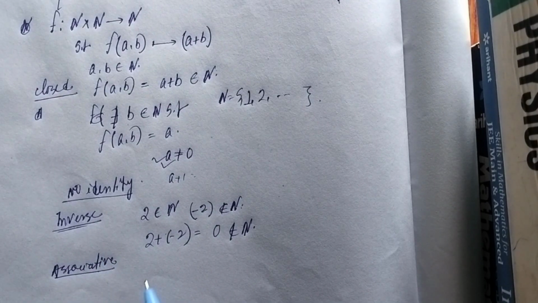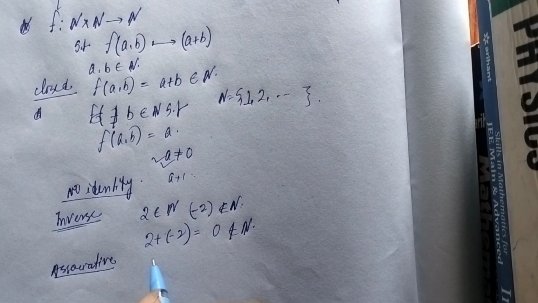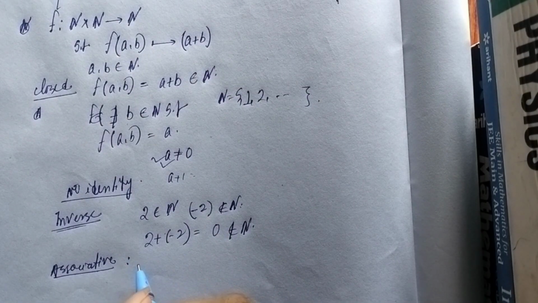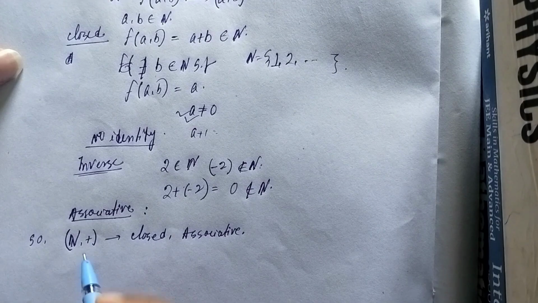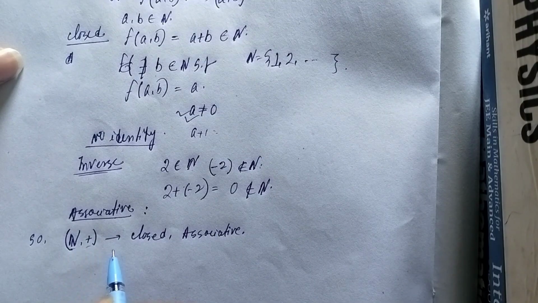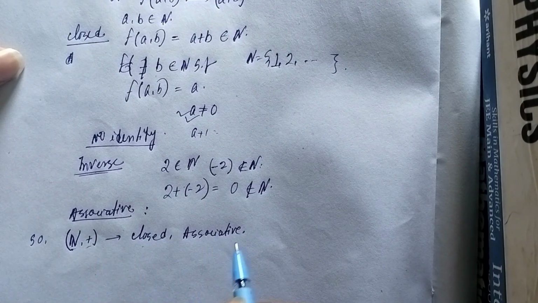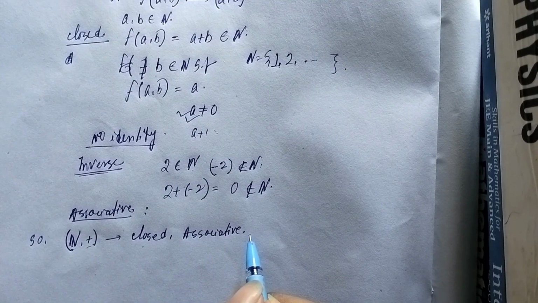Yes, natural number is associative. The associative property will hold, this guarantee we can take. So this is actually obvious, I think. We saw that the natural numbers under addition are closed and associative, but do not have an identity and do not have an inverse.